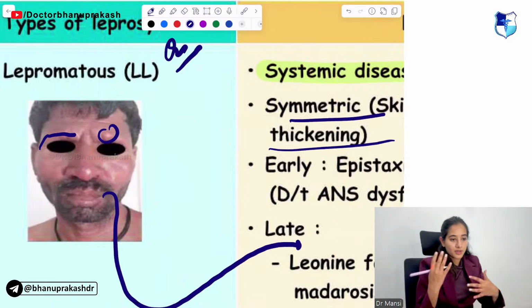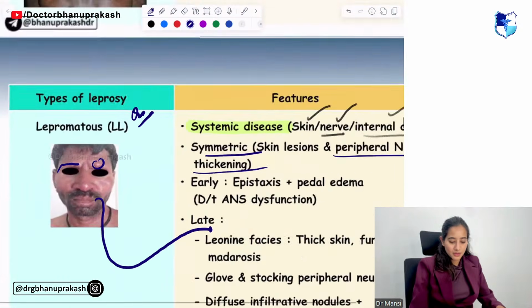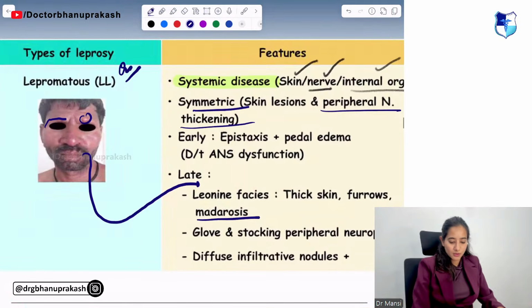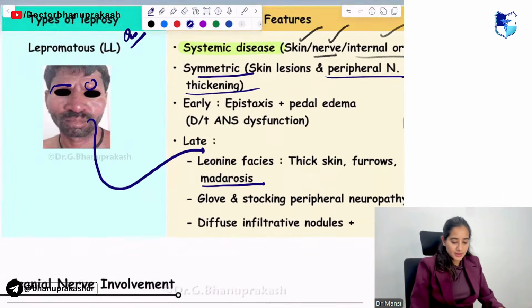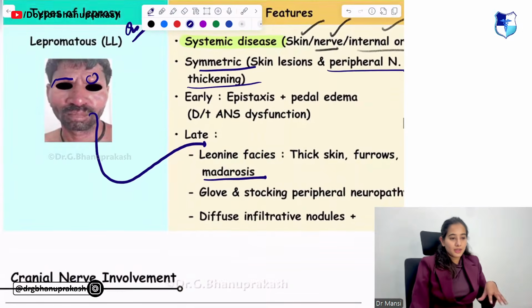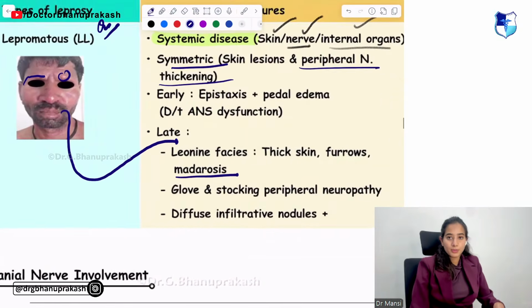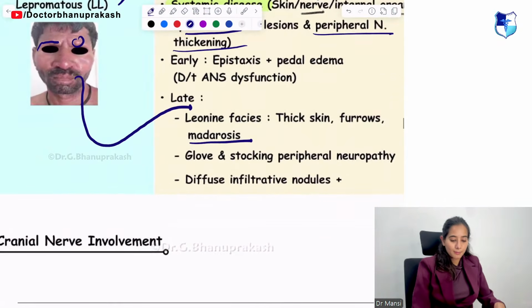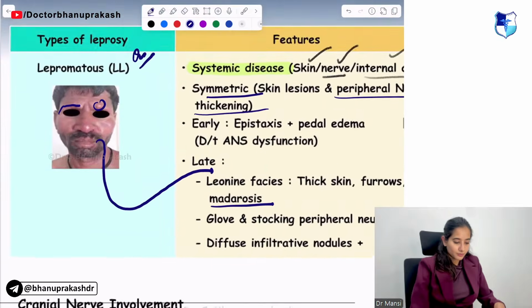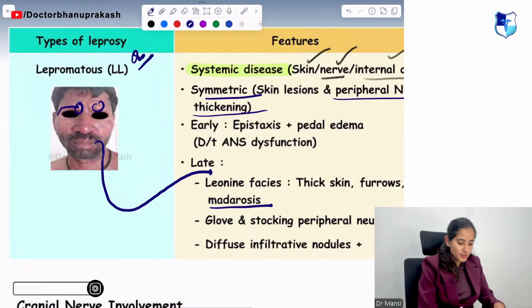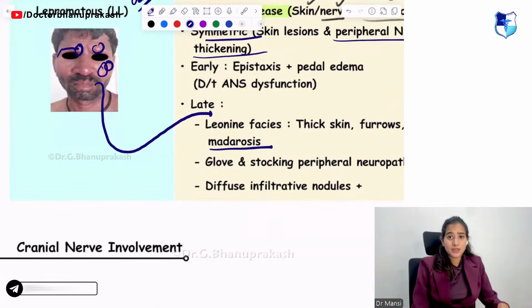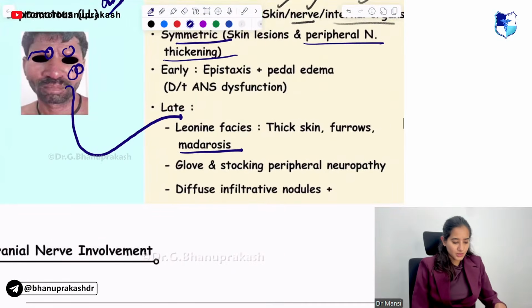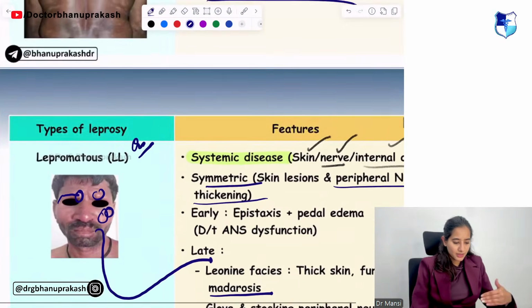There is a loss of eyebrows, so the hair is falling, and this leads to madarosis. Furrows are there. Thickened skin is there, and in case of neuropathy, it is glove and stocking peripheral neuropathy. As you can see, the nodules are present. So there are diffuse infiltrative nodules which can be seen. So this is all about the types of leprosy.